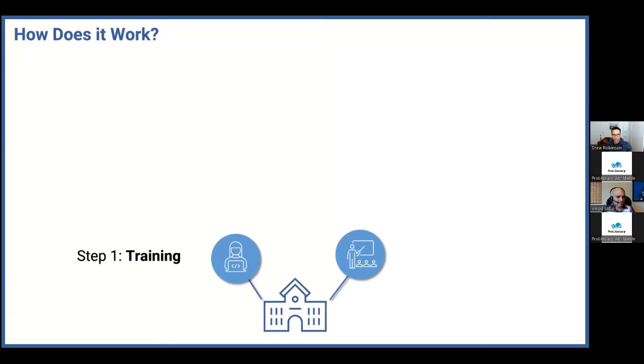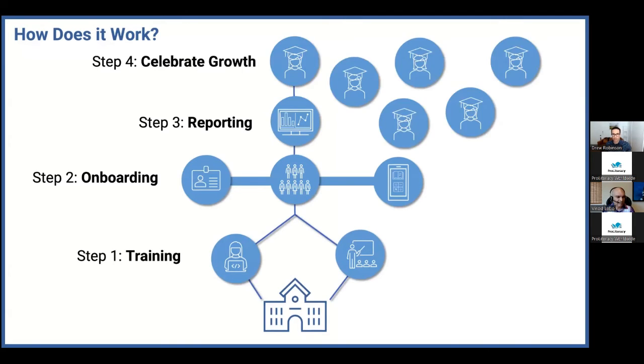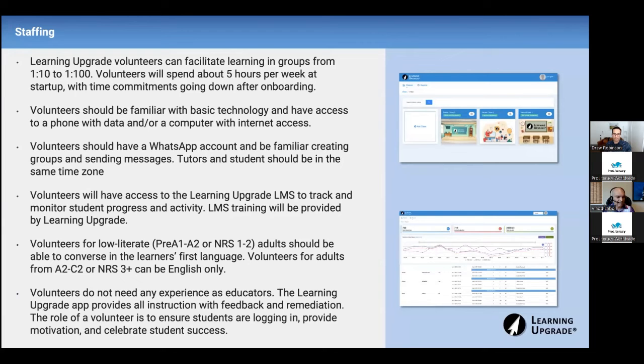So how does it work? Step number one is we'll start with the training. Then we're going to onboard your students. And in this onboarding, we're not just providing them with their credentials, but also they'll be enrolled in a learning circle. We'll provide you access to the reporting so you can track and monitor progress. And then we're going to celebrate student growth at the end.